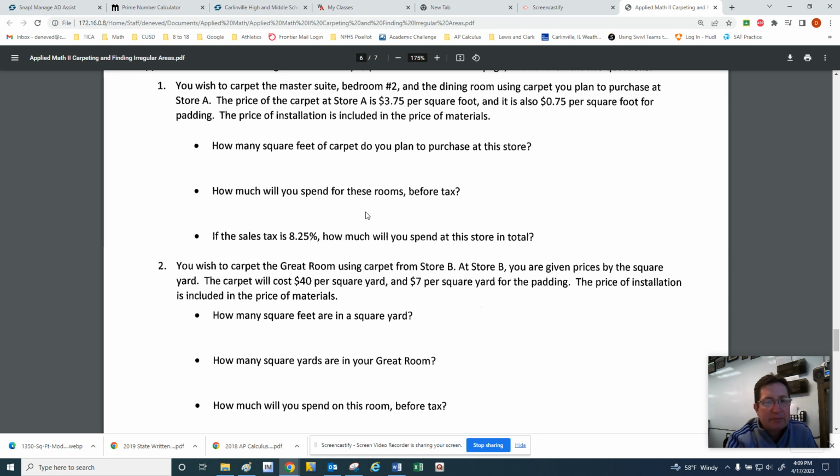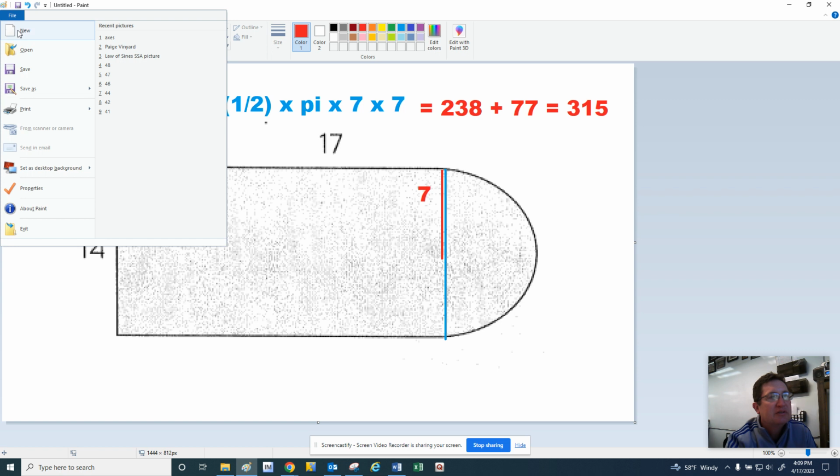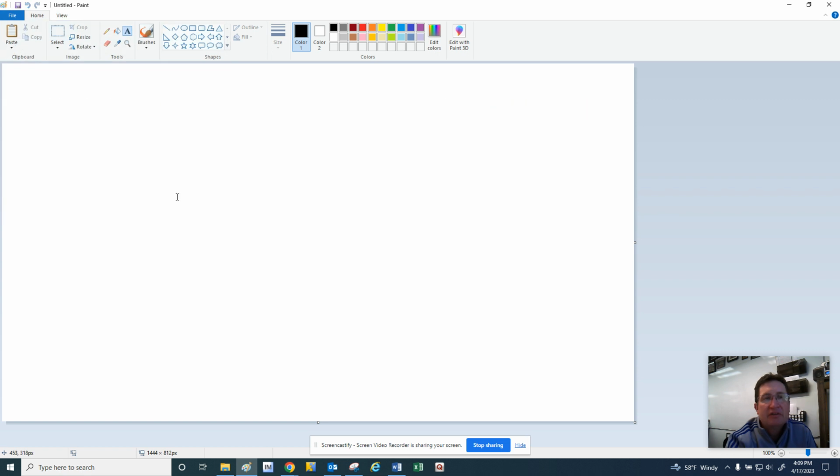All right. The other part that's important here is it says you wish to carpet the great room using carpet from store B. At store B, you're given prices by the square yard. You might notice up here in store A, you're given prices by the square foot. And so we got to figure out how many square feet are in a square yard if we're going to do that. And so let's just make a quick little diagram here and talk about it.